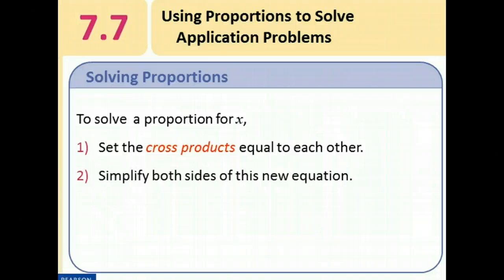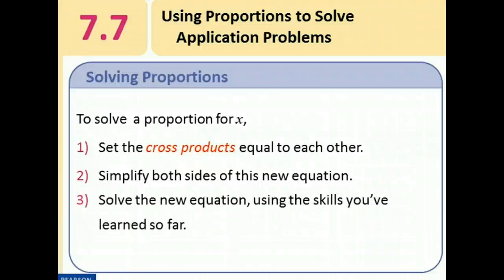The second step is to simplify this new equation on both sides. Then the third step is to solve this new equation using the skills we've learned so far for solving linear equations. Let's see how these steps can be applied to solve a couple proportions, and then we'll look at some application problems.